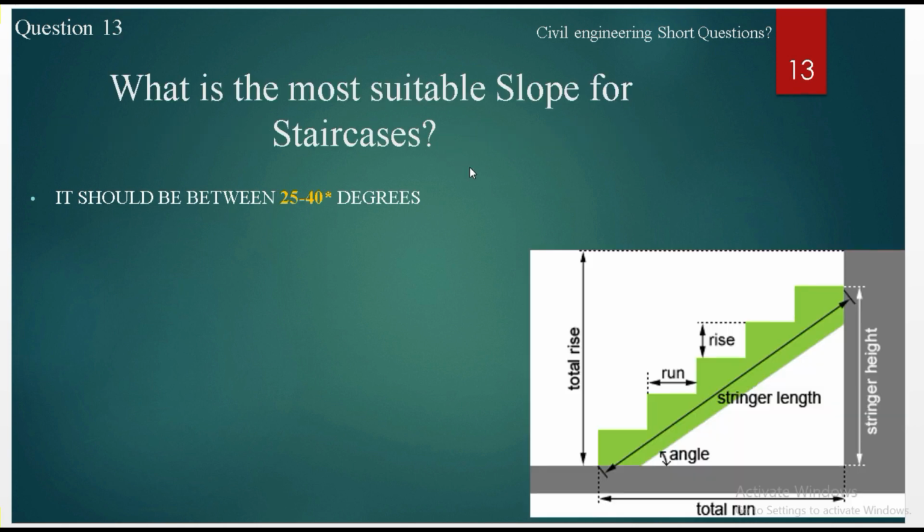Question number 13. What is the most suitable slope for staircases? As you can see on the right, this is the rise, and these are the stringers. This is the angle. A suitable angle which every staircase must have should be between 25 to 40 degrees. So 25 to 40 degrees is a suitable staircase angle.